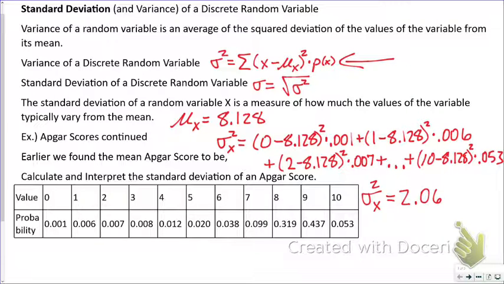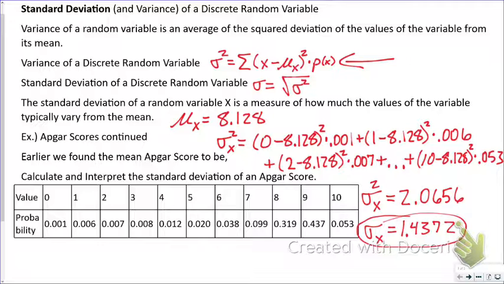When you type it in, you should get something like that. And then we want to square root it. And we get that standard deviation. There's our standard deviation. All that work for that one number.